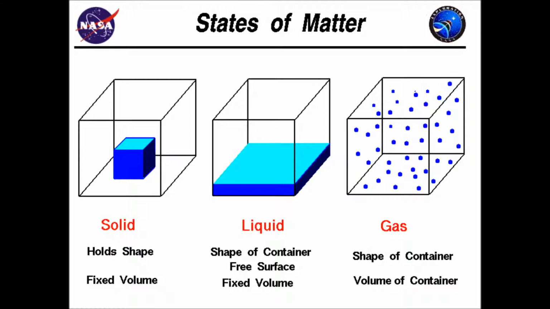What is matter? Matter is everything that is around you. It is made up of atoms and molecules and takes up space. There are three main phases of matter: a solid, a liquid, and a gas.